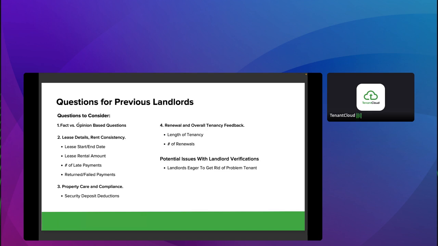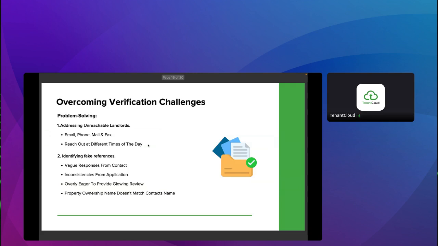So again, avoid opinion-based questions. There have actually also been lawsuits about this, which is why a lot of property management companies have stopped that entirely. They will only answer factual questions on previous landlord questions coming from you or any other place that they're receiving these requests from. In fact, some property management companies won't reply to them at all, which leads us to overcoming verification challenges. Problem solving.